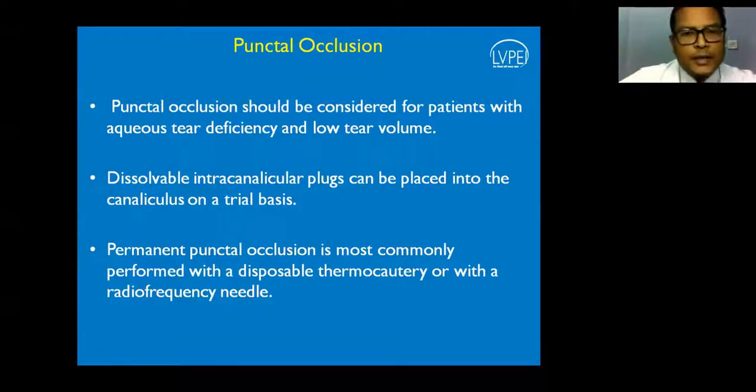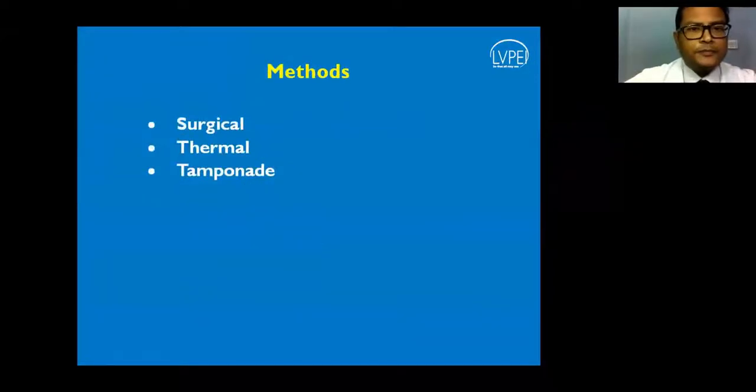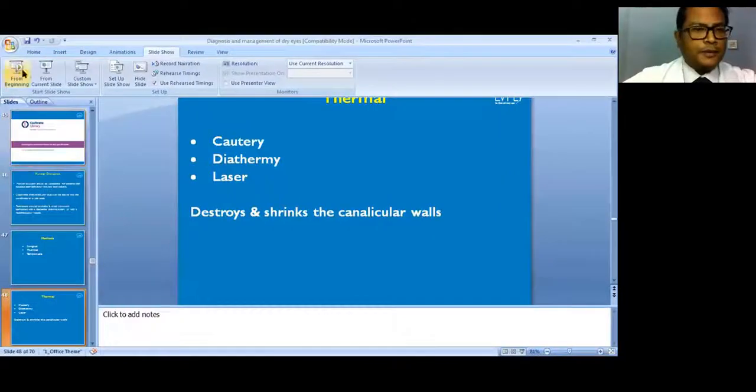Punctal occlusion is another way of preserving the tears in a patient of dry eyes. So there are several mechanisms by which one can do that. One can use dissolvable intracanalicular plugs which are placed into the canaliculi on a trial basis, or can perform a permanent punctal occlusion with a disposable thermocautery or with a radiofrequency needle. The techniques include surgical, thermal or tamponade.